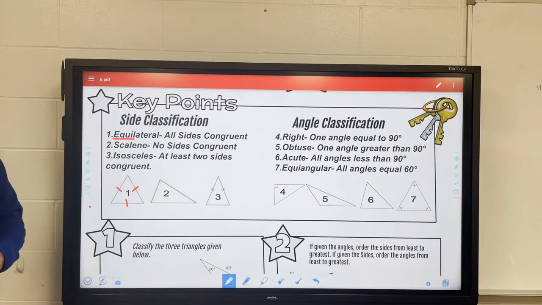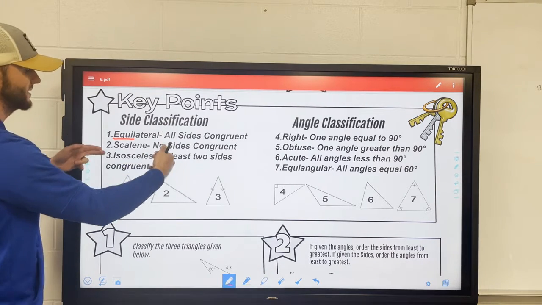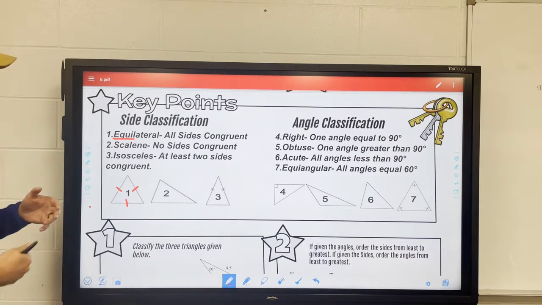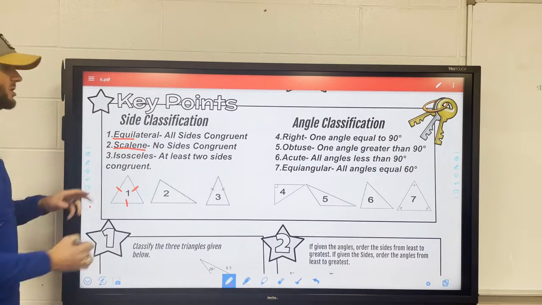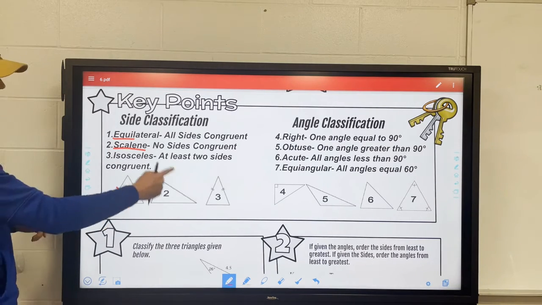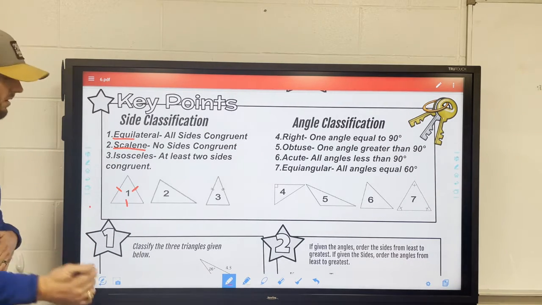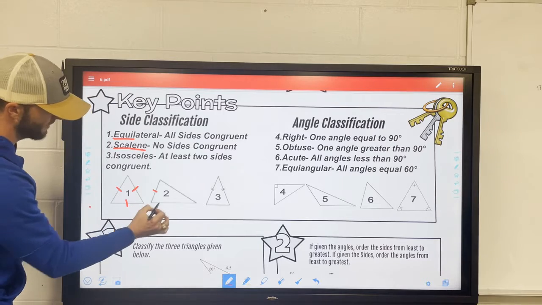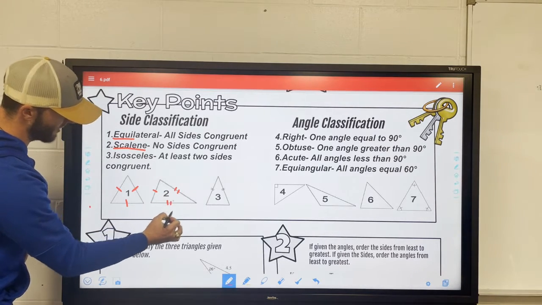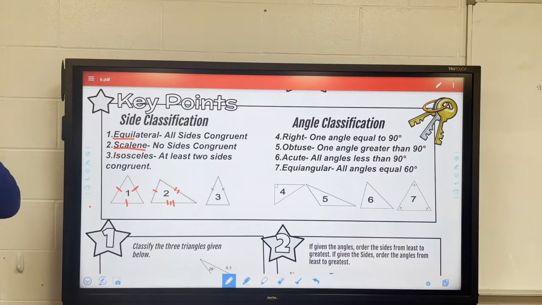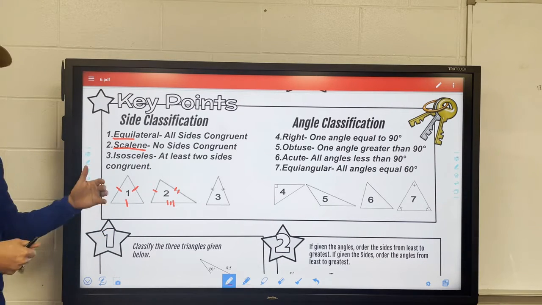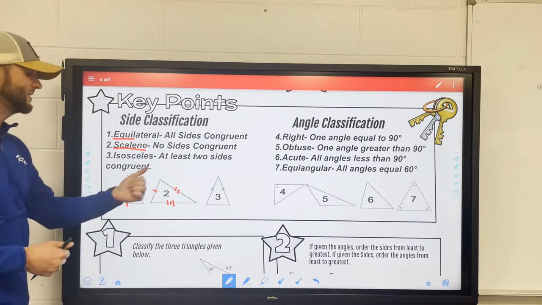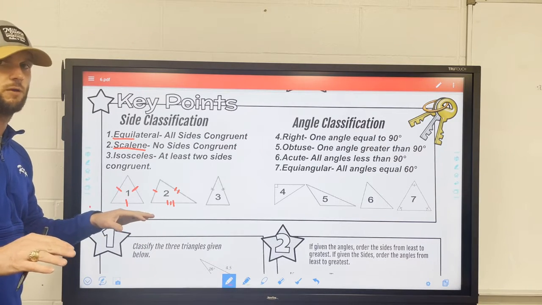The next one we're going to look at is something called a scalene. I want you to think equilateral and scalene are going to be opposites of each other. If equilateral means all the sides are congruent, scalene means no sides are congruent, meaning none of these sides are congruent. So if I wanted to make a mark, I'm going to make 1 mark, 2 marks and 3 marks, meaning all 3 of those sides are going to be completely different measurements. So that means it is a scalene. So again, equilateral, all sides, scalene, no sides, okay?